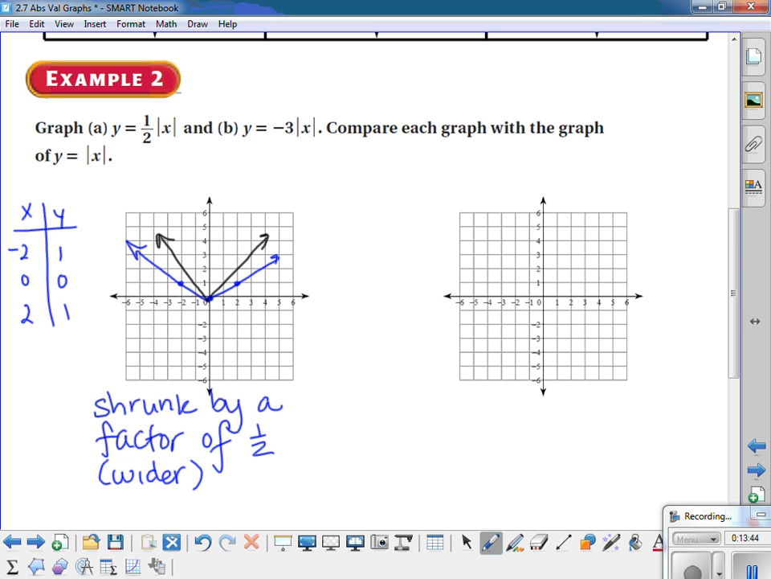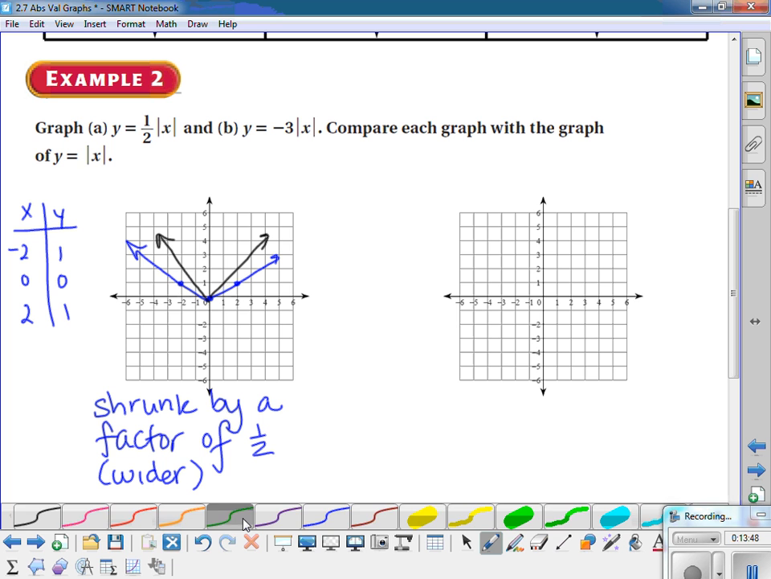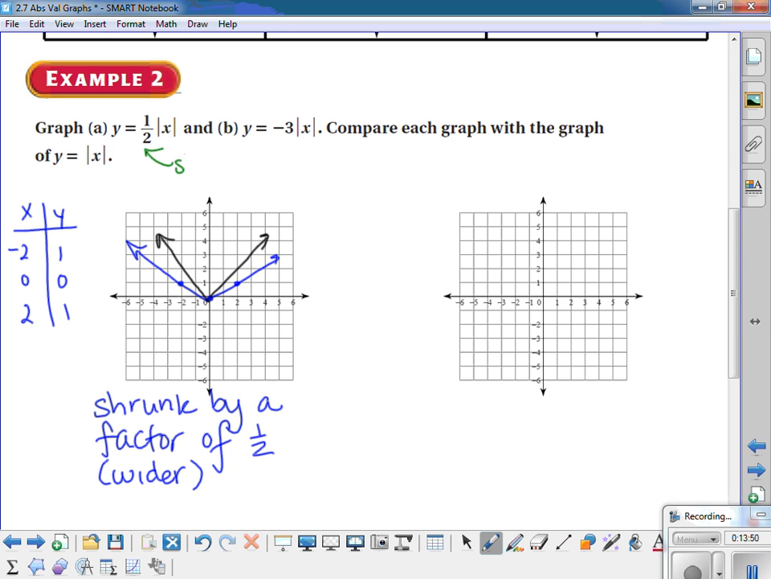One thing you might notice is that's my slope for the positive side, right? I go up 1 over 2, up 1 over 2. You guys see that? See the slope? Okay. So that will help you graph it if you realize that's your slope. You actually don't have to make the table.